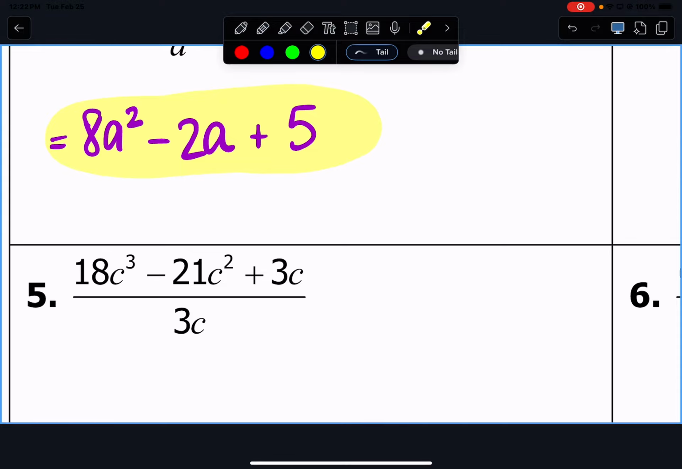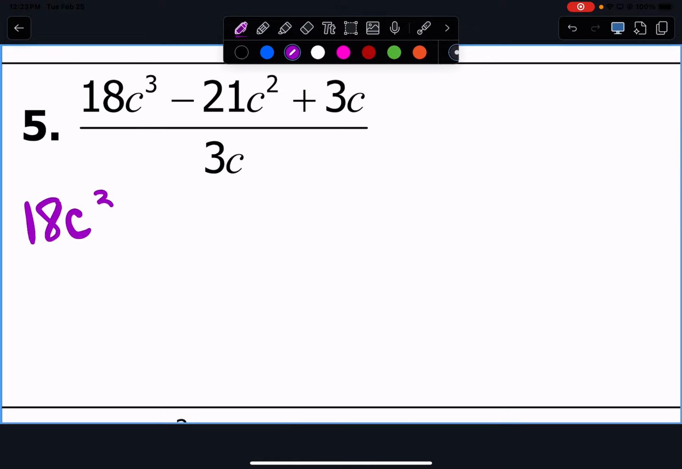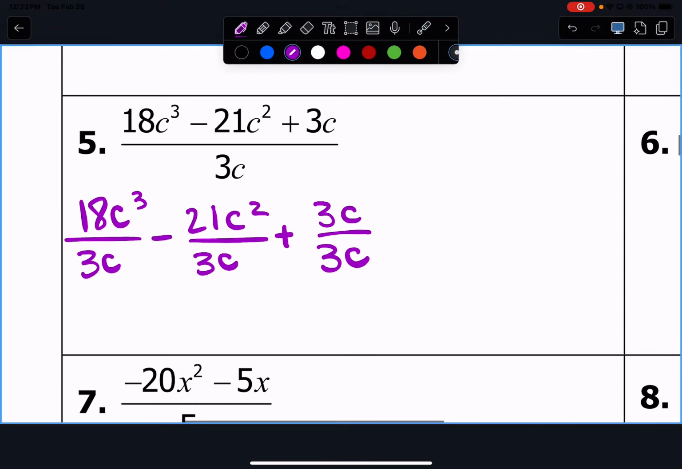Casey, I didn't set up. So let's go ahead and look at number 5. So we have 18c to the third divided by 3c minus 21c squared divided by 3c plus 3c divided by 3c. I want y'all to take a second and try to do this one for me.